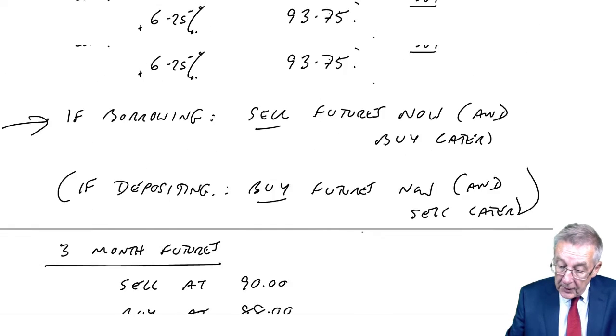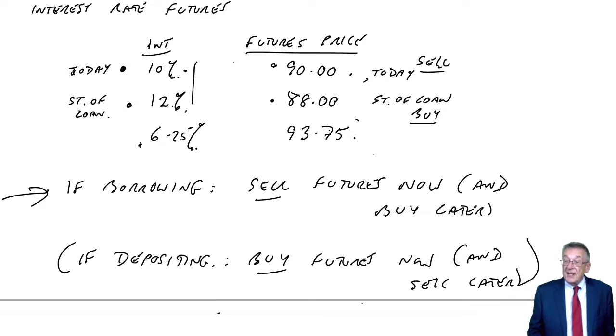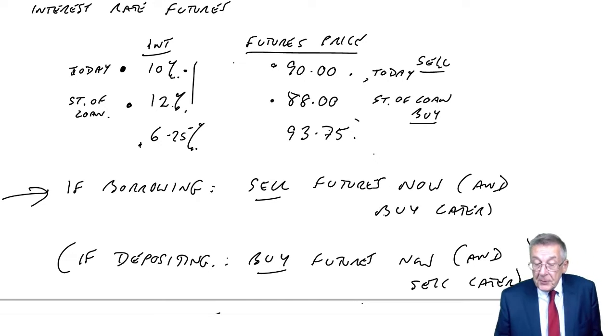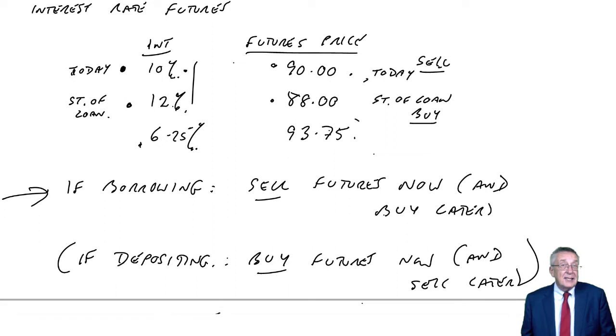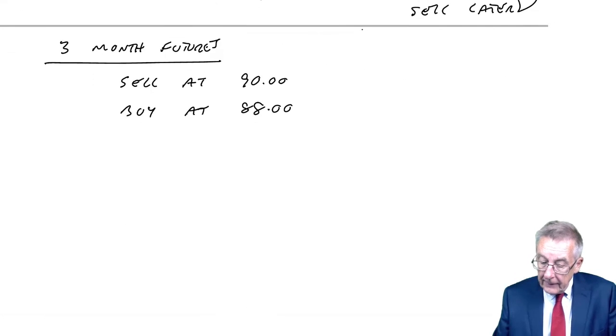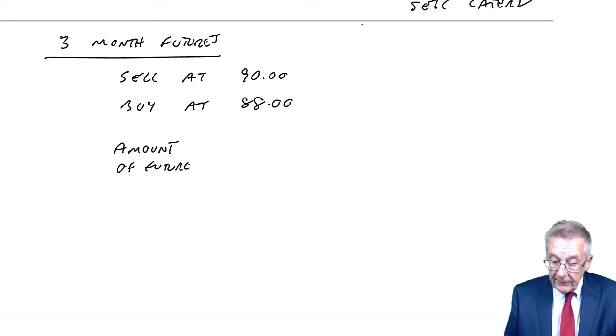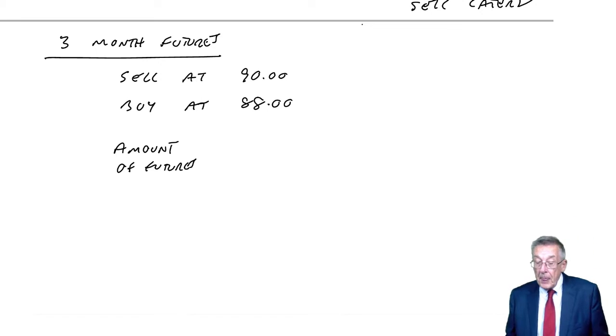Remember, interest rates are always quoted per year, and if the interest rate has gone up by 2%, the futures price will go down by 2. Effectively, it's 2%. But when we calculate the profit, we say, well, it's the amount of the futures, maybe it was 100,000, let's say.